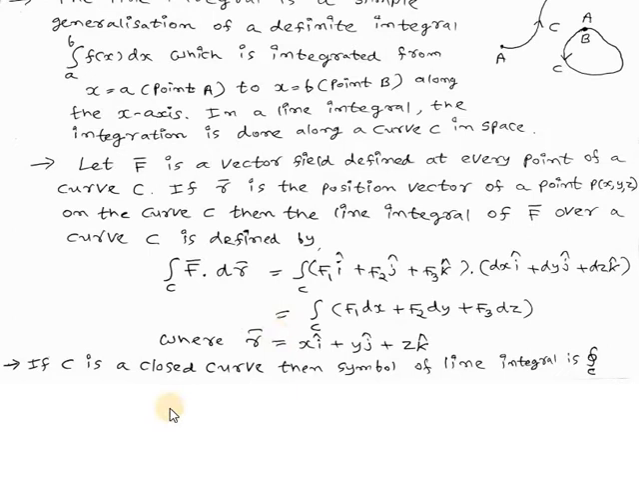Now suppose our curve is a closed curve. Then the symbol of line integral is integration over C, but here you have to make a circle on the integral sign because now our curve is a closed curve. As you can see in the diagram, this is a closed curve, because the starting point A and the ending point B are the same. So if the initial point and ending point are the same, then that curve is called a closed curve. If we are integrating over a closed curve, then the symbol will be this integration over C with one circle.